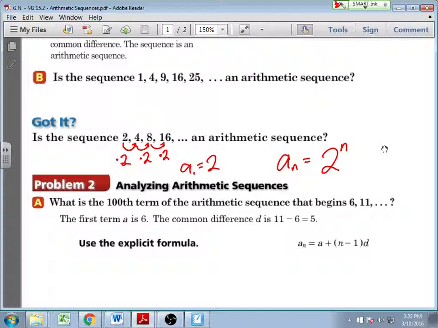I was thinking of 2 times the previous term. Oh, so then it would be 2 times a sub n minus 1. Yeah, I was trying to say that. So what Robert was really trying to say is a sub n equals 2 times a sub n minus 1, and that minus 1 has to be a subscript as well. So that doesn't really look great, but yeah, that would work. So this, again, though, is not arithmetic.